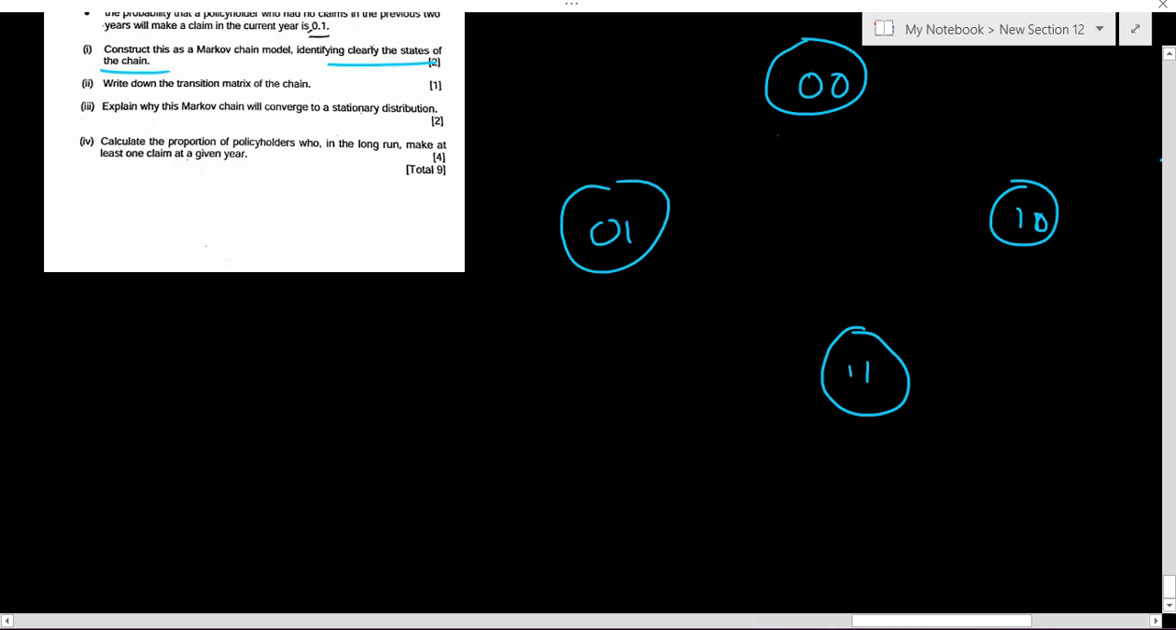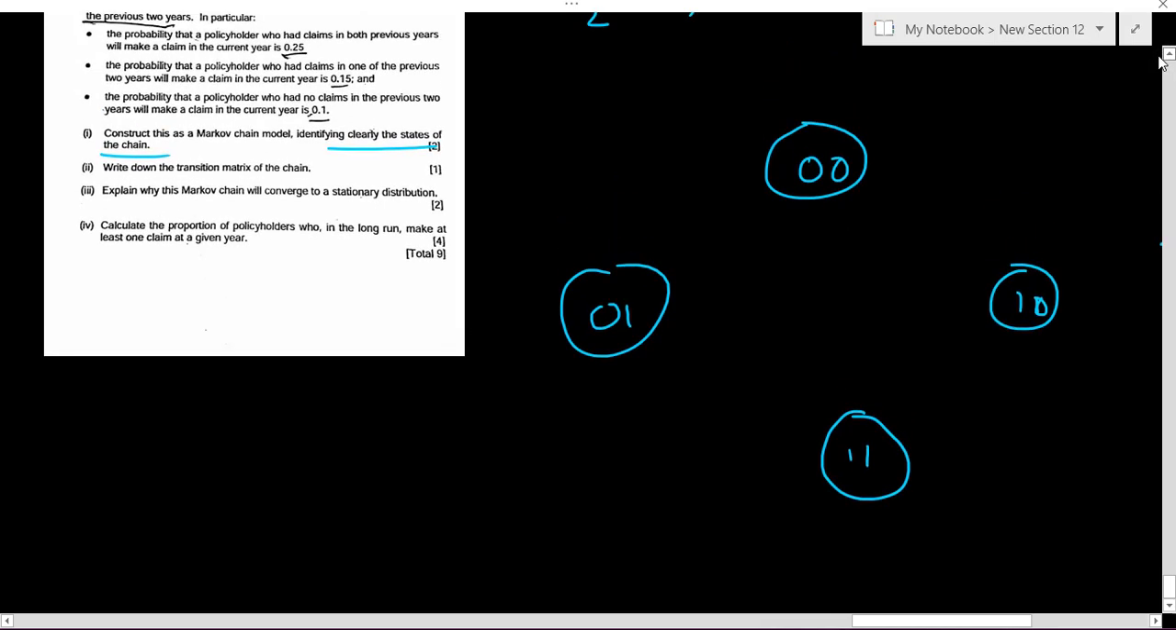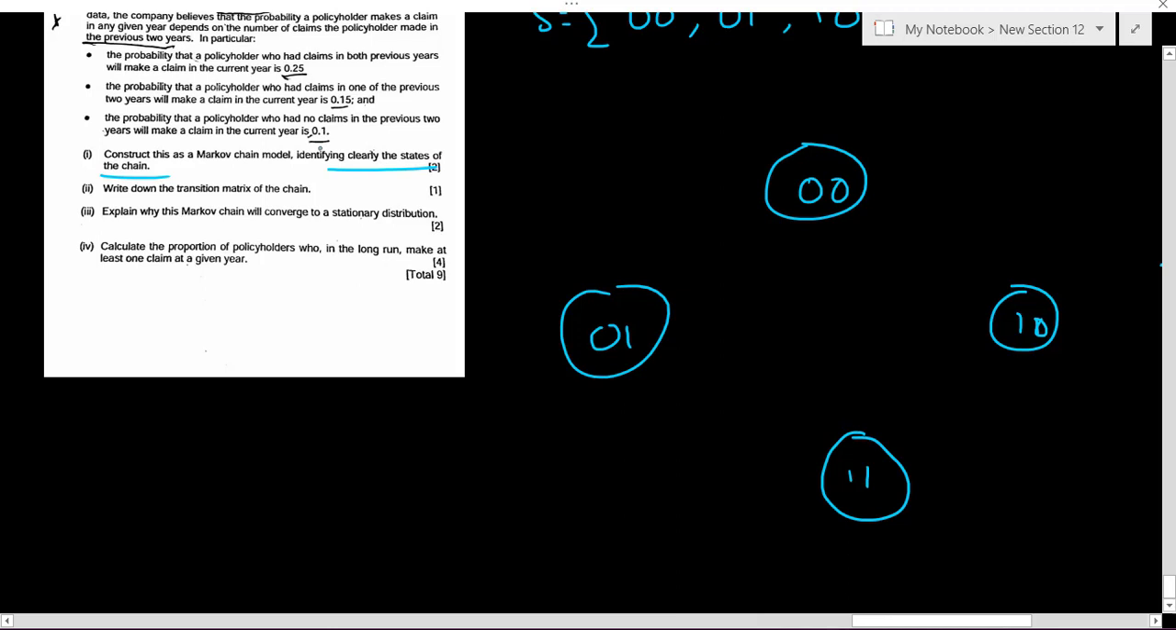So 0 0 means that I have no claims in 2 consecutive years. Now if I have no claims in 2 consecutive years, the probability that I make a claim is 0.1, in which case I will move to this state 0 1, that is no claim in the first year and then a claim in the second year, right? Because if I make a claim in the next year, my claims for the last 2 years become 0 for the first year, and then a 1 in the current year, right? So that is 0 1. So this probability is 0.1. Then the probability of not making a claim, then I'll stay in 0 0, because it will still remain no claims in both of the years, so that would be 0.9.